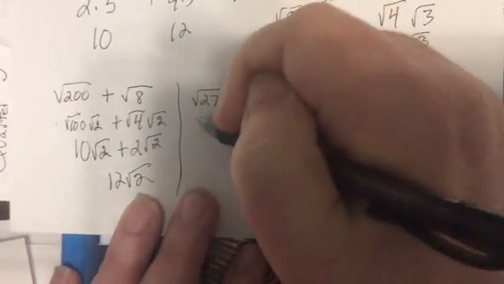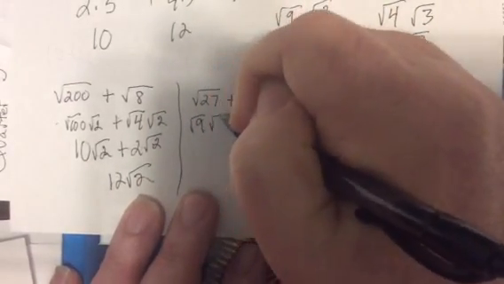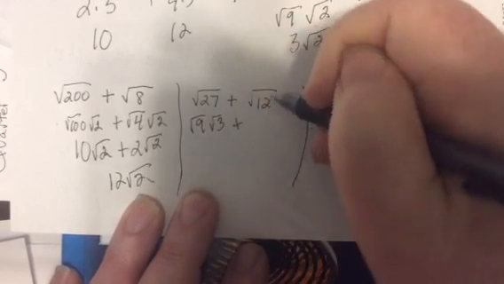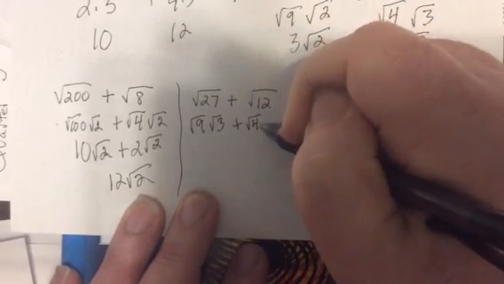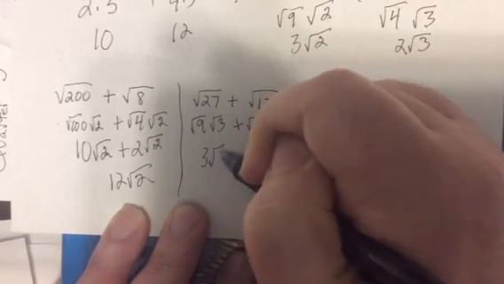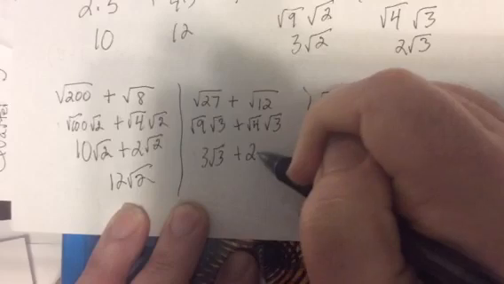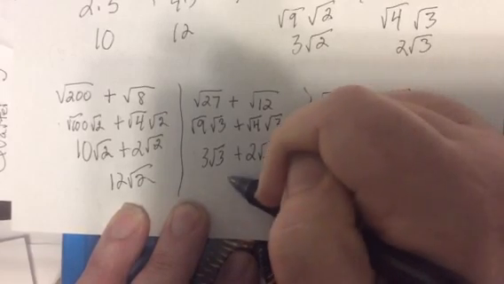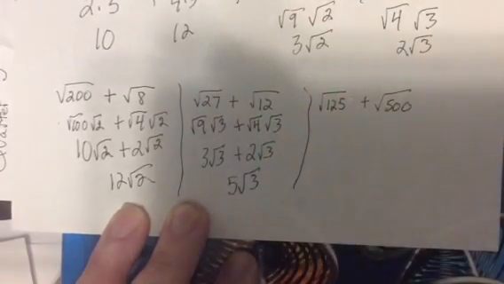Okay, this one, 27. That's 9 and 3. 12 is 4 and 3. So this would be 3 square root of 3. This is 2 square root of 3. So this would be 5 square root of 3.